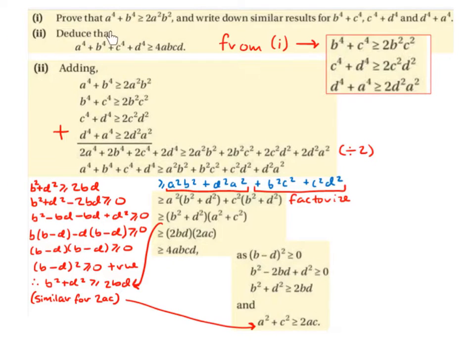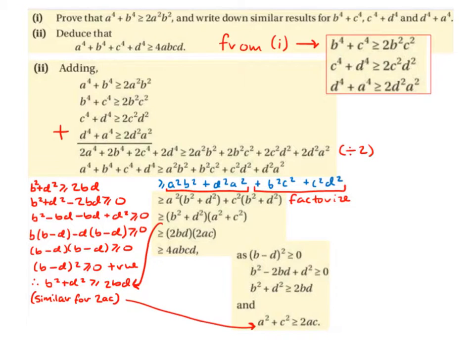Part 2. Deduce that a to the power of 4 plus b to the power of 4 plus c to the power of 4 plus d to the power of 4 is greater or equal to 4abcd. So remember in part 1 we got b to the power of 4 plus c to the power of 4 is greater or equal to 2b squared c squared. We got c to the power of 4 plus d to the power of 4 is greater or equal to 2c squared d squared. And we got d to the power of 4 plus a to the power of 4 is greater or equal to 2d squared a squared.